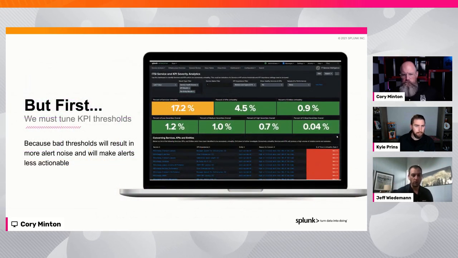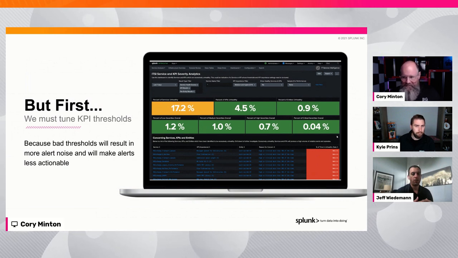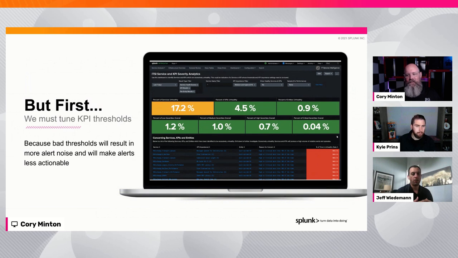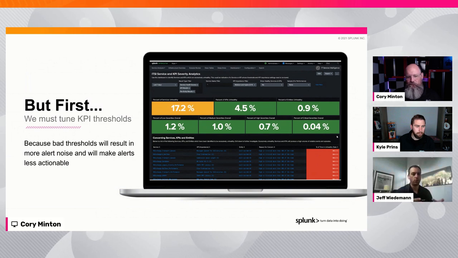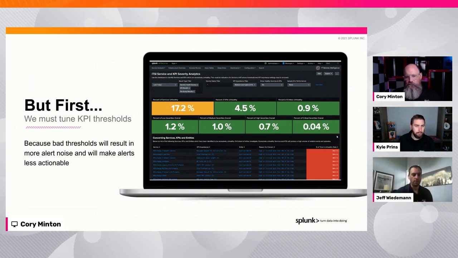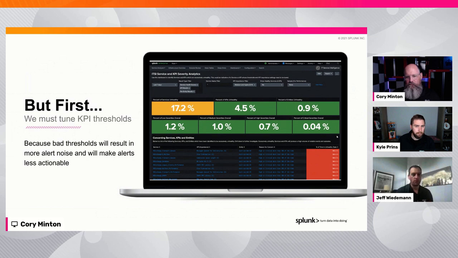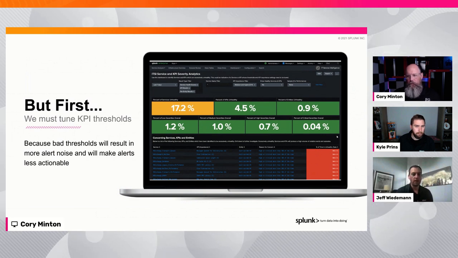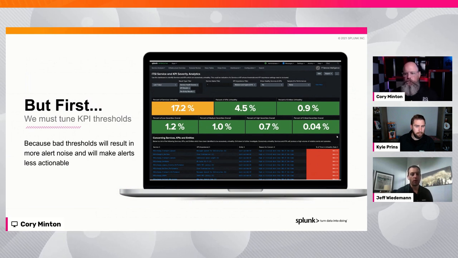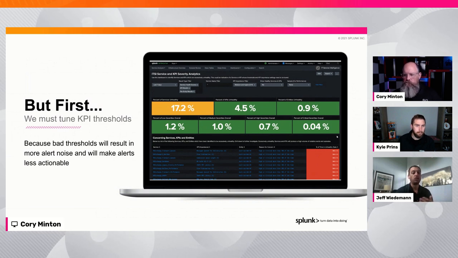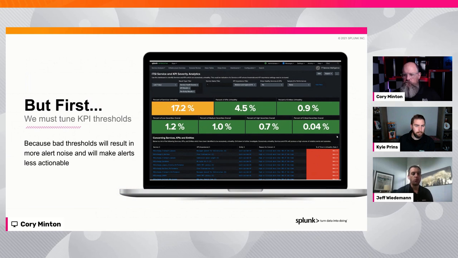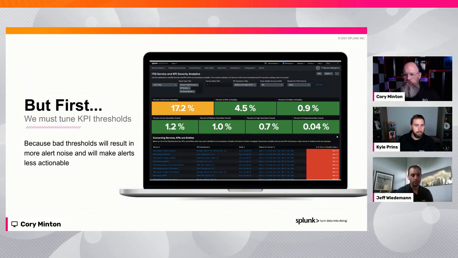But before we do that, we have to understand that if our KPIs are not thresholded well, then that is ultimately going to cascade towards more noisy alerts, right? So there's different capabilities that ITSI has to reduce noise in the environment, but really there's no substitute for the importance of looking at the KPIs that you've built, looking at the thresholds that you have tuned for those KPIs and making sure that they are correct. And if not, changing them and updating them so that you have more actionable alerts coming out on the back end.